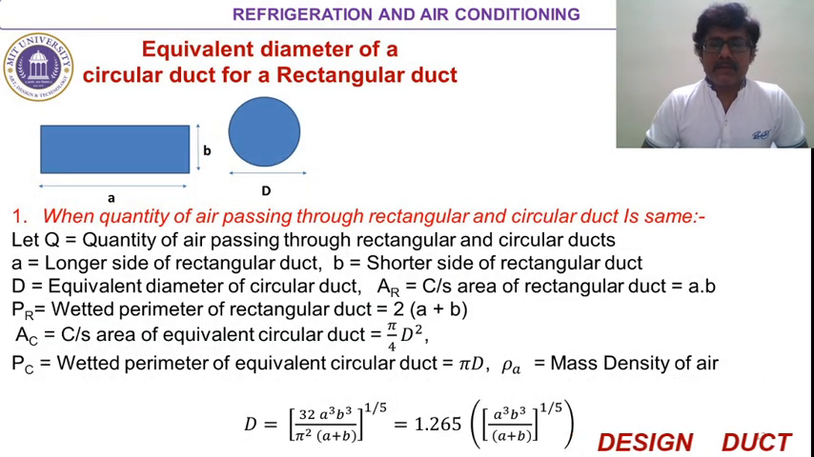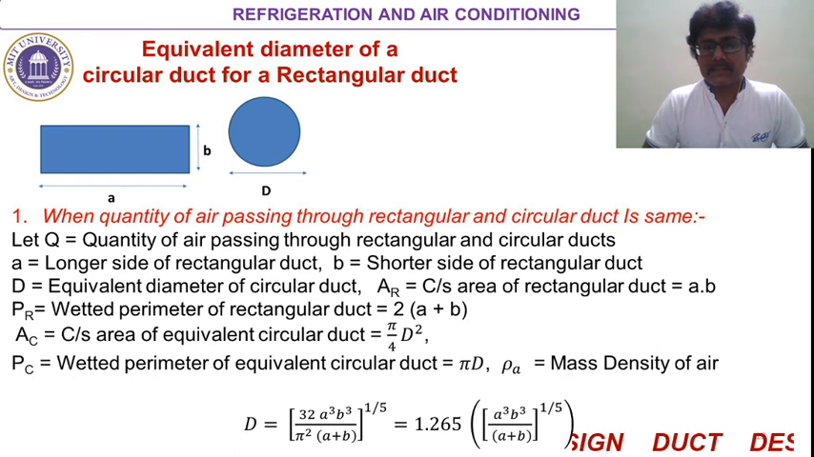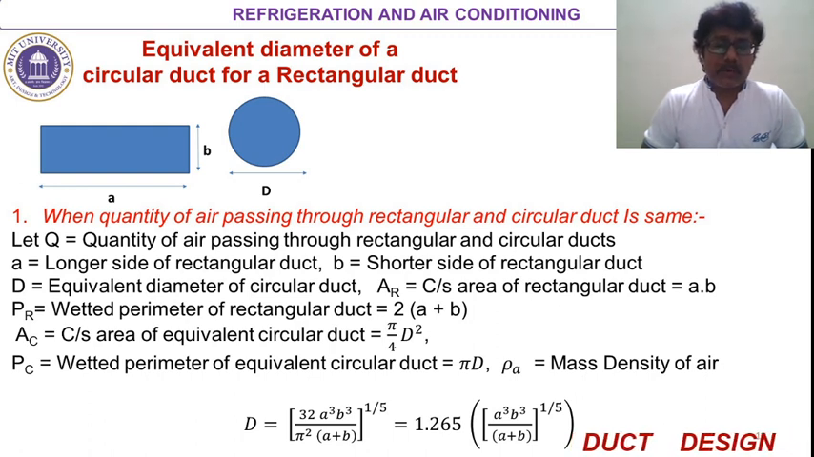Now often we will require the calculation of the equivalent diameter of the duct for a rectangular duct. Normally we use rectangular ducts, and their equivalent diameter should be calculated based upon two different operating conditions. Condition number 1: when the quantity of air passing through the rectangular duct and circular duct is the same. Quantity of air means the volumetric flow rate, the discharge of air passing through both the rectangular duct as well as the circular duct, is the same.